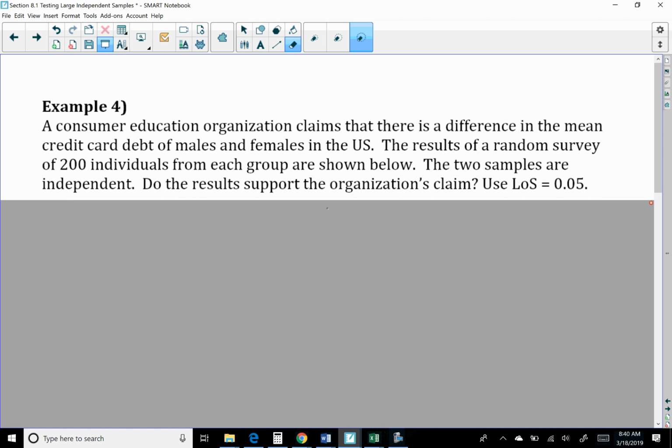So, a couple of key pieces of information here. It is a random survey. That was one of the requirements. It has to be random, right? There has to be some sort of simple random sample or whatever. There are sample sizes of 200 from each group, male and female. The samples are independent. It tells us that they are independent. Sometimes you'll have to figure that out on your own. And we have a level of significance of 0.05.